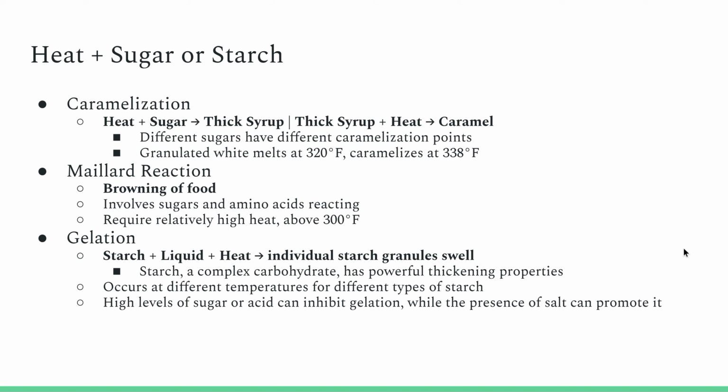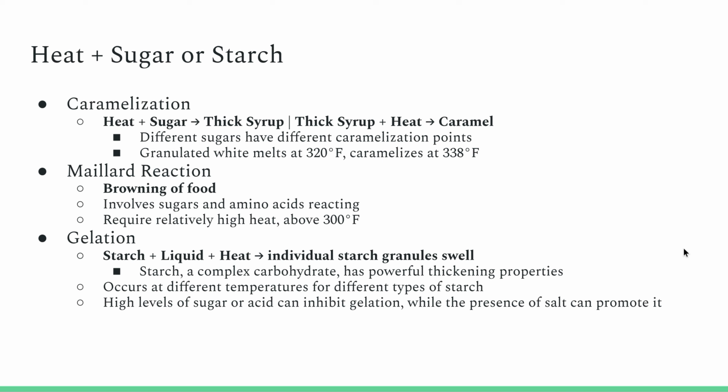Caramelization is a process of heat and sugar combining, and those two items together generally make a thick syrup. And then, if you continue to cook that thick syrup, that is when you enter a caramel stage. Different sugars have different caramelization points. But for example, your standard granulated white sugar melts at 320 degrees Fahrenheit and then starts to caramelize at 338 degrees.